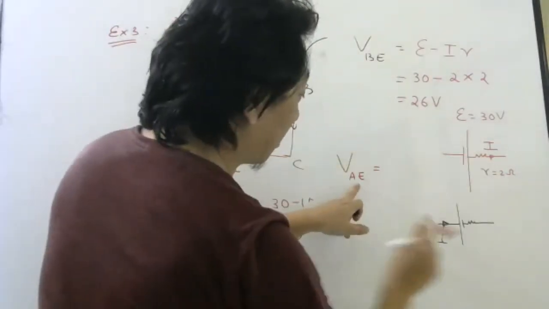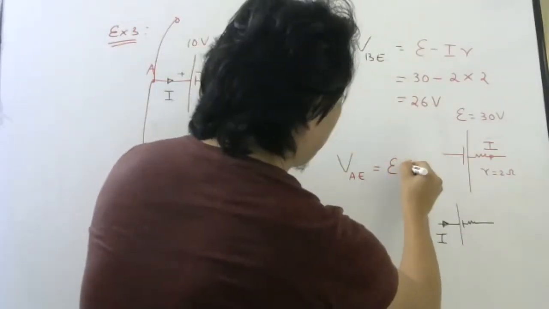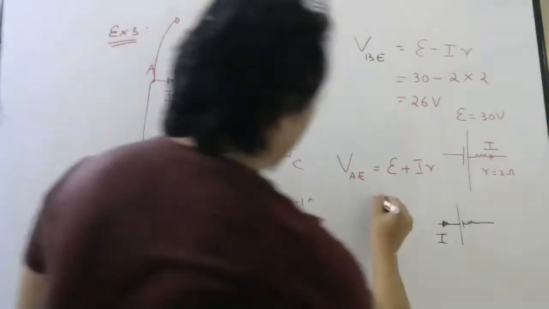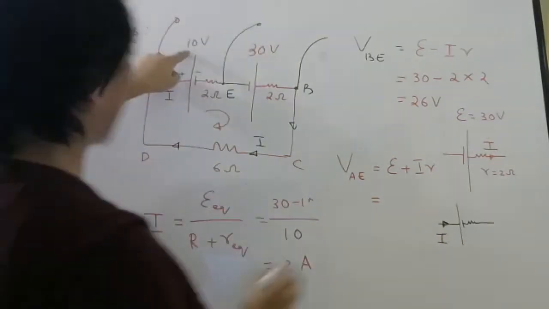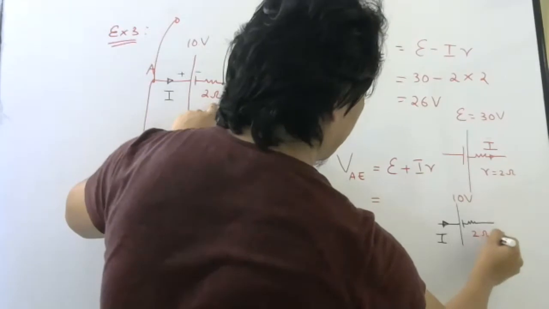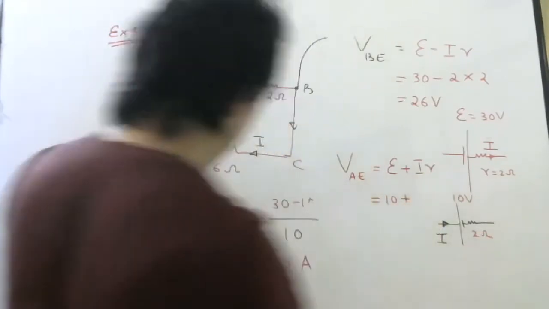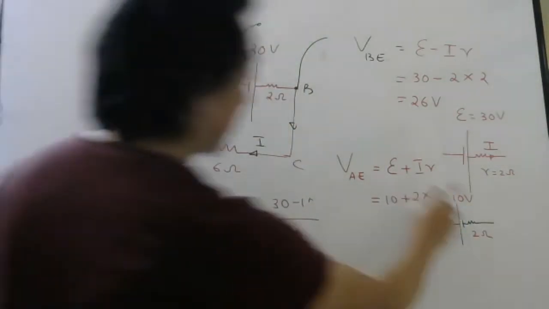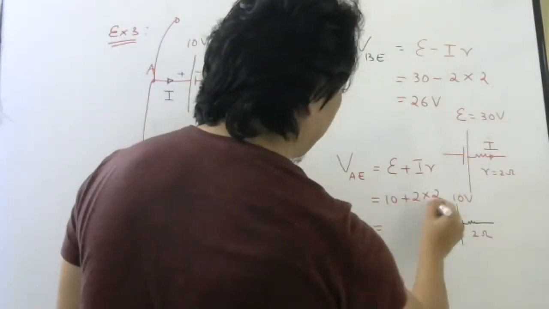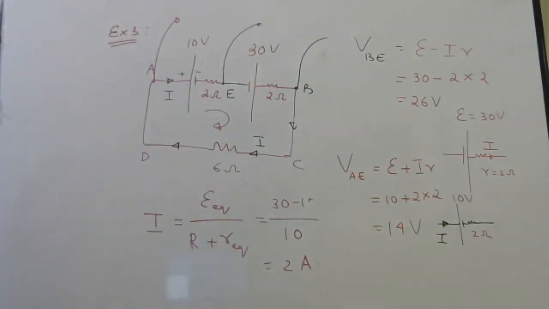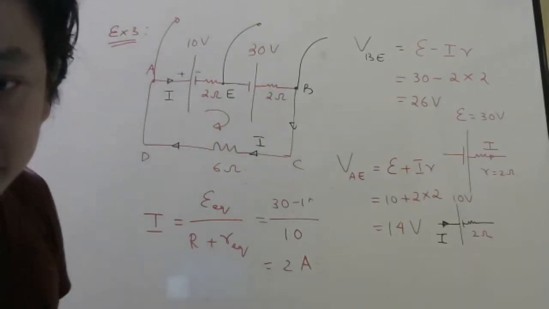So what was the terminal voltage that time? It will be E plus IR, plus IR. Be careful. And what is the EMF of this? 10. This is 10. This is 2. So 10 plus the current, which was 2 ampere, into what is the internal resistance? 2. 10 plus 4, 14 volt. Correct or not?